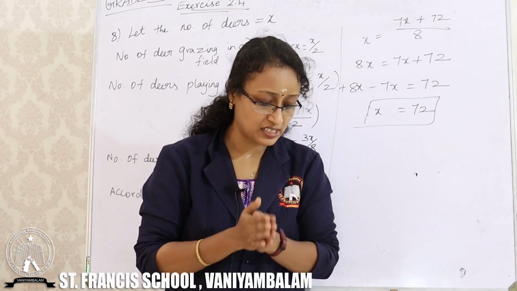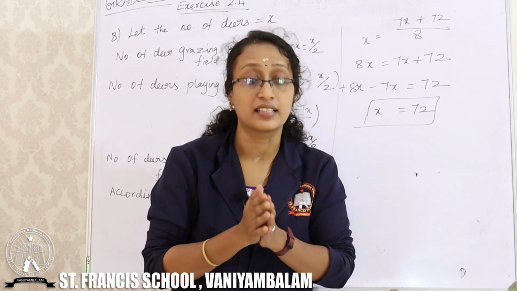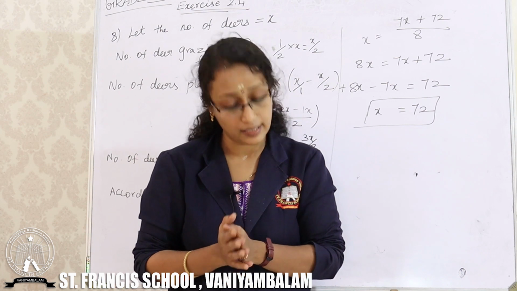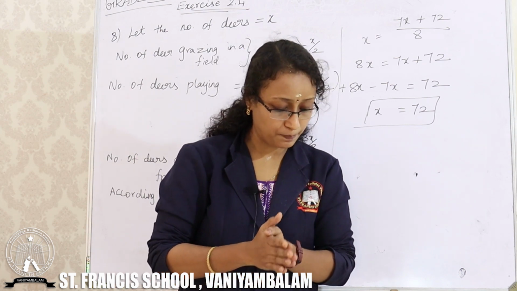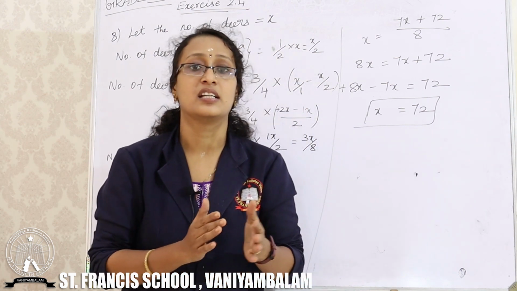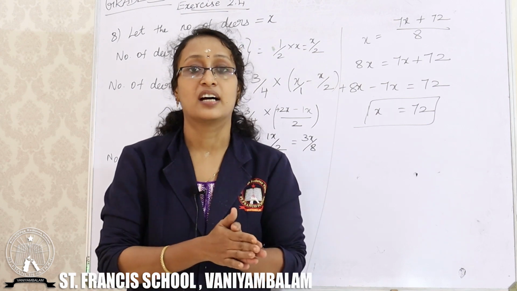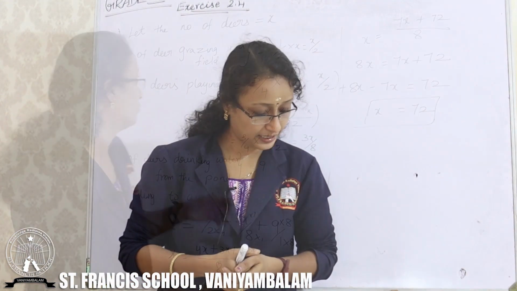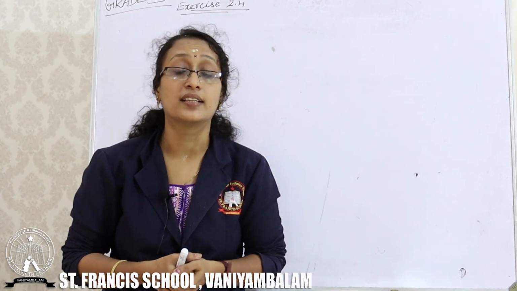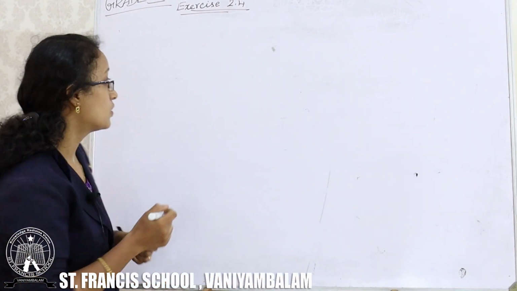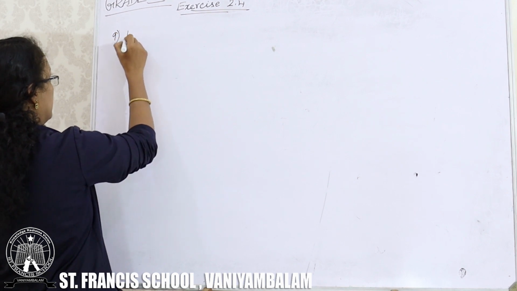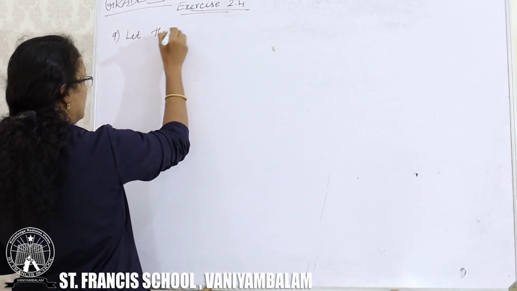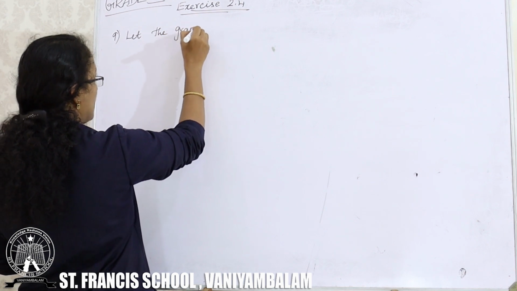A grandfather is 10 times older than his granddaughter. He is also 54 years older than her. Find their present ages. It is the relation between the grandfather and the granddaughter. So let's see how to solve. A grandfather is 10 times older than his granddaughter. So let us take the granddaughter's age to be.